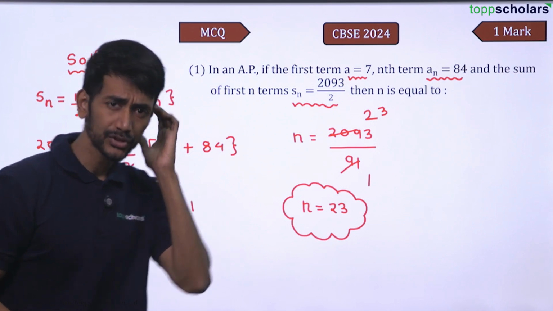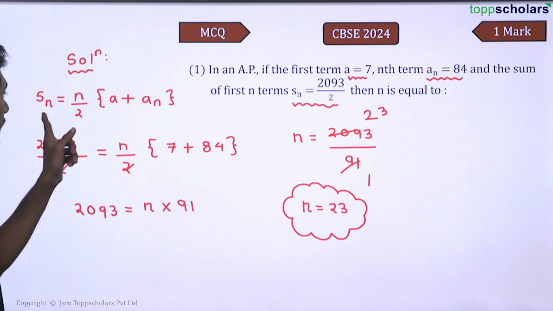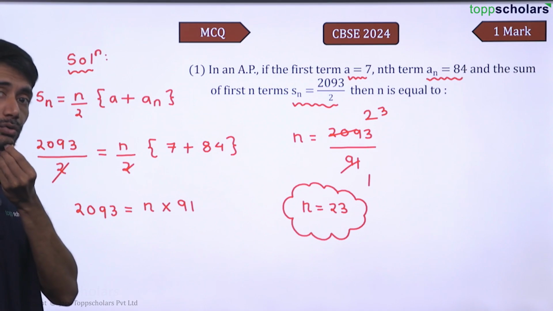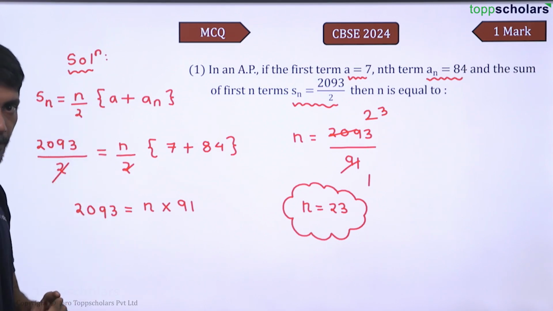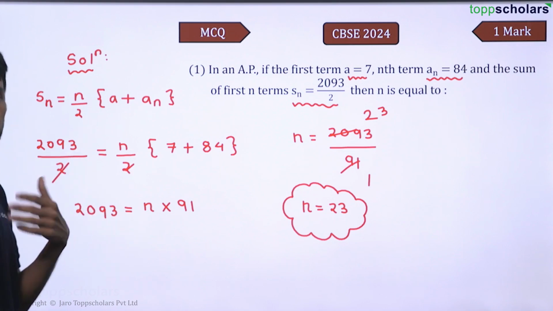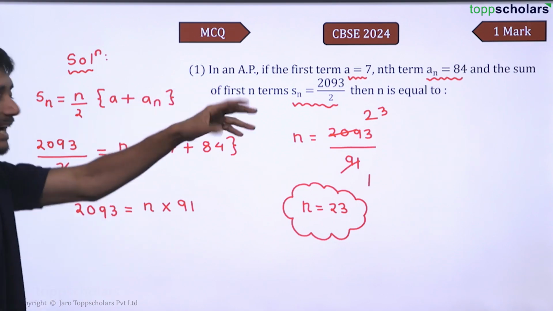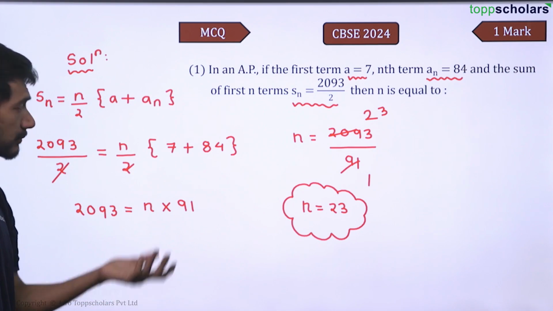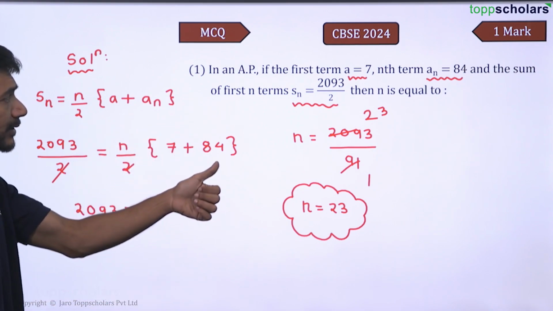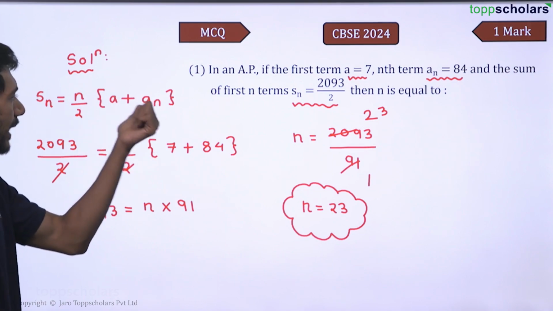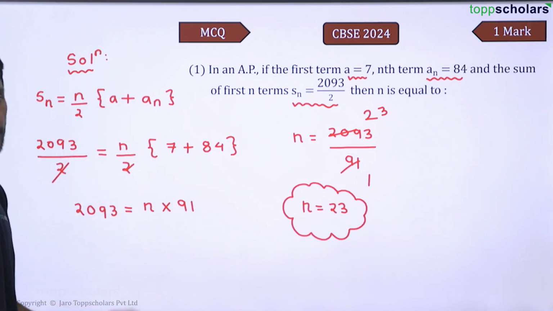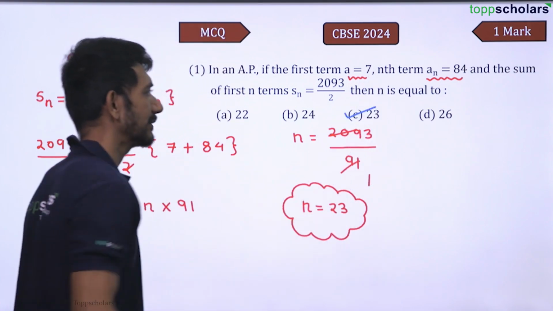Simple and straightforward question. This is the formula that we are going to use. See, you should understand when to use which formula for Sn. There are 2 formulas for Sn. Sn is equal to n by 2 (a plus an). The other one is Sn is equal to n by 2 (2a plus (n minus 1) into d). But that we are not going to use, right? Because we don't know d and we know the first term and the last term. So whenever you know the first term and the last term, this is the best formula to be used. 23 is the correct answer.